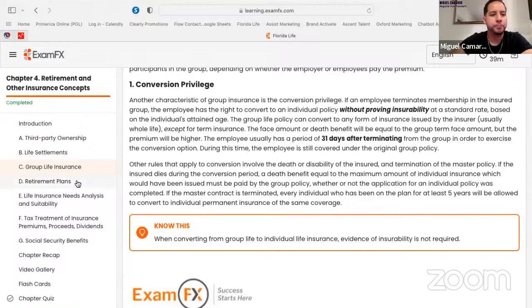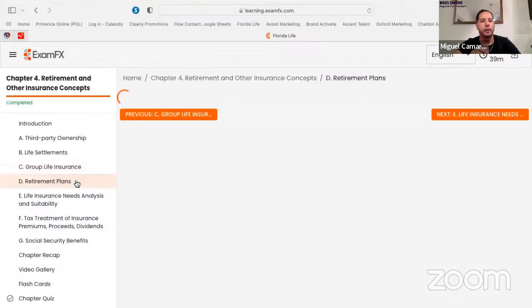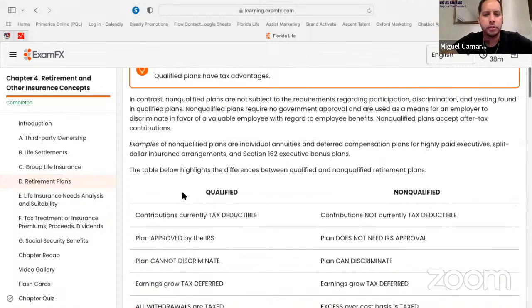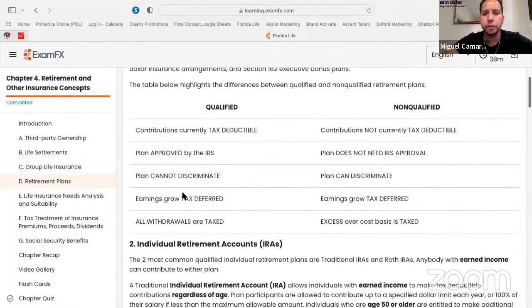So, good question. Next one, retirement accounts. There's actually a huge chart here that I'm going to leave open for you guys. Give me a second. Do yourself a favor, write that out exactly like that.